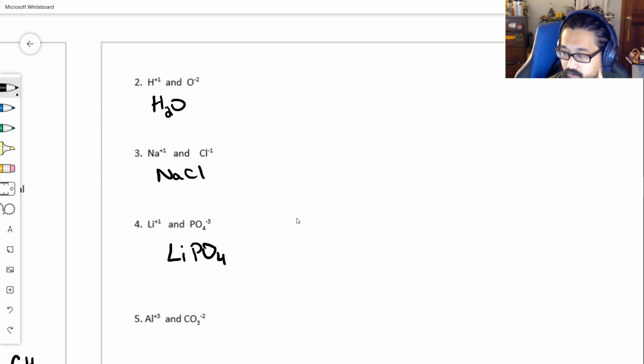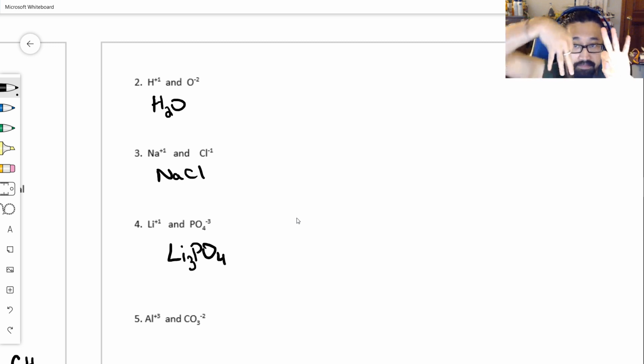This 1 goes down here. I don't really need to write 1s. This 3 comes down here. This tells me I have 3 lithiums. 3 times plus 1 is plus 3. I have the minus 3. They cancel each other out.